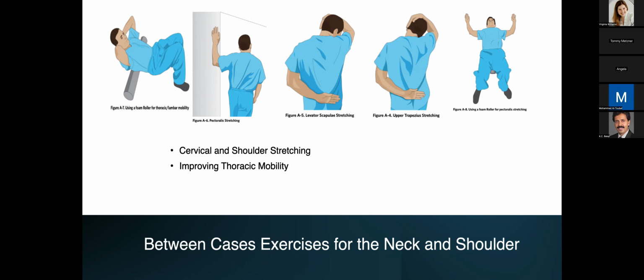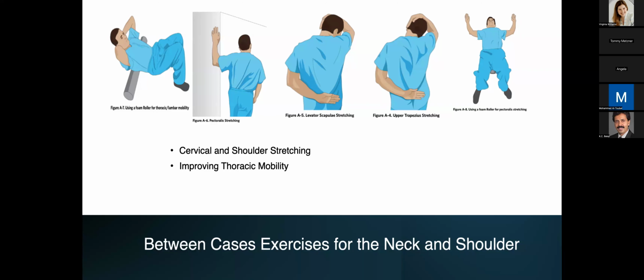You'd use a foam roller for thoracic or lumbar mobility. You place the foam roller perpendicular to your spine and slowly roll up and down on the foam roller using your feet to move while you are arching back to extend the spine. And make sure you always support your neck. And you can perform this for 1 to 2 minutes.